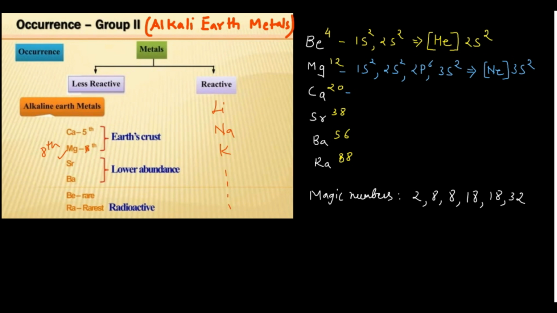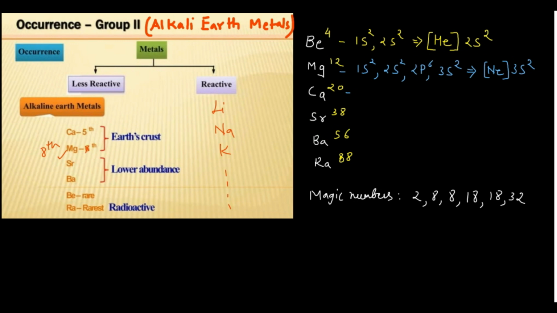If you want to know their trivial or older names, you can go through the textbook. Magnesium is known as magnesia, beryllium is known as beryllia, then this is strontia, and barium is baryta. All these things you should know.